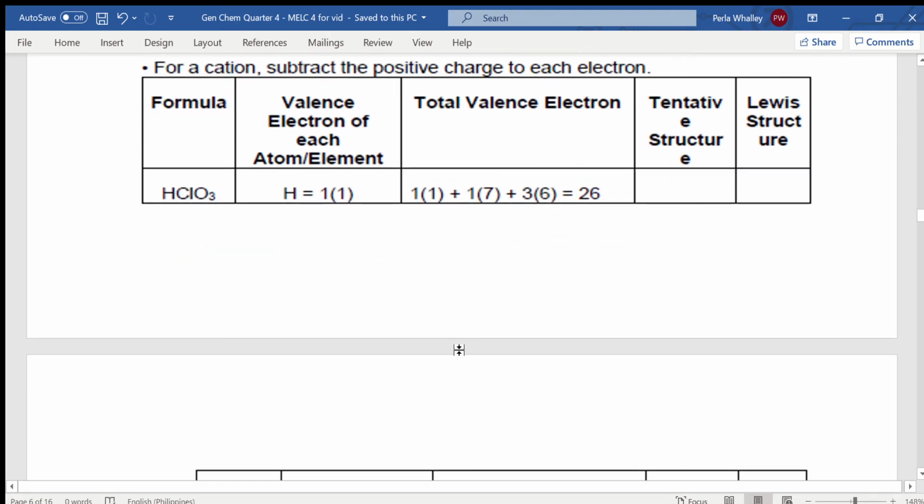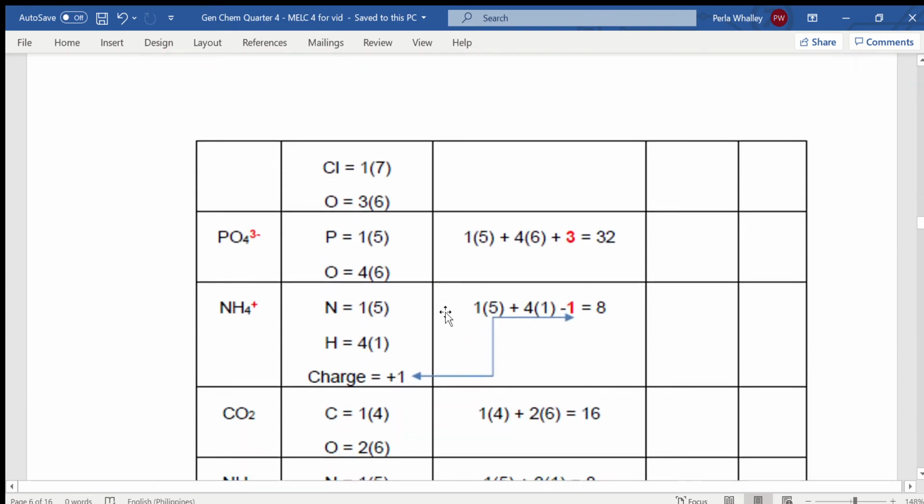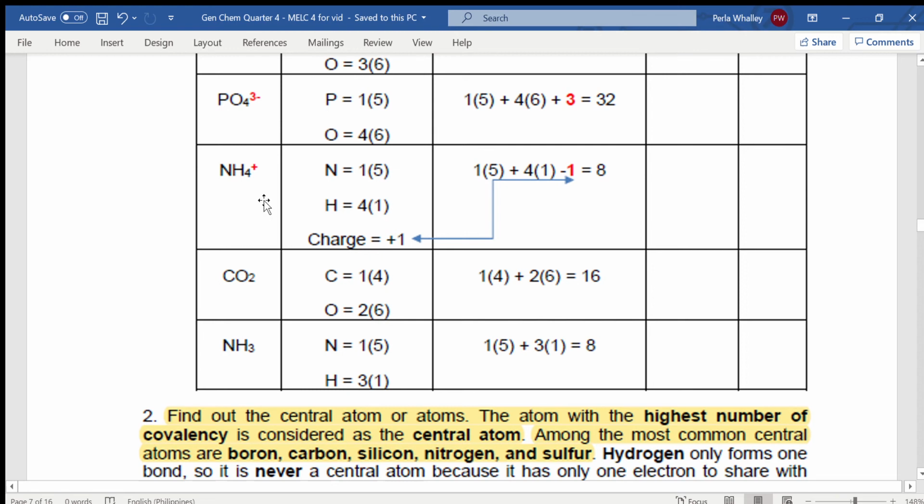For a cation, subtract the positive charge from the electrons. A cation is a positive ion. We have here the ammonium ion. Elements present are nitrogen and hydrogen. Number of atoms for nitrogen, 1. Hydrogen, 4. Nitrogen belongs to group 5A, valence is 5. Hydrogen belongs to group 1A, valence is 1. And then subtract the charge. So 5 plus 4 is 9 minus 1 is 8. Okay, let's go to step 2.